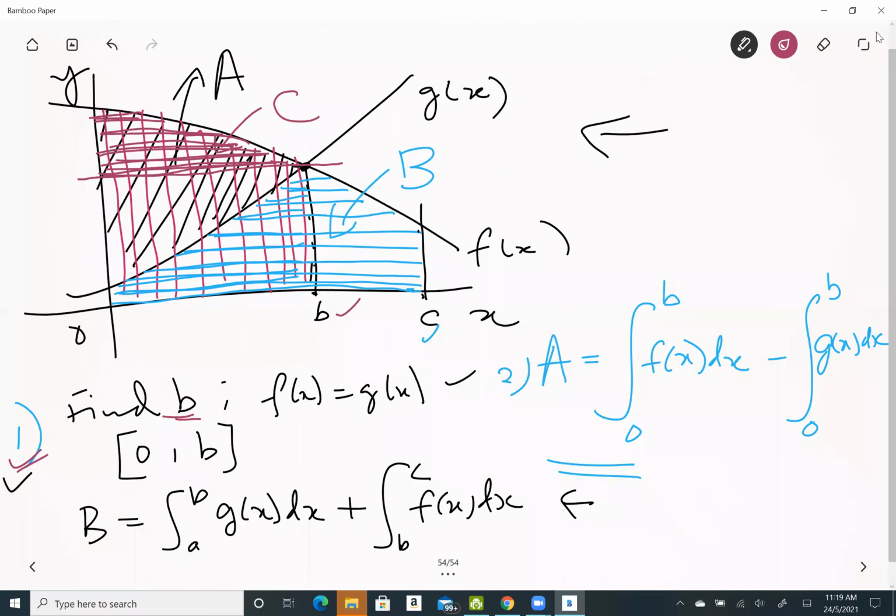Because I don't want to find the whole area under F. The whole area under F is simply what? The whole area under F is just equal to the integral from 0 to B of F of X dx. So that is the whole area. Now that is not what we want. We want only a part of it. So how do you handle that?